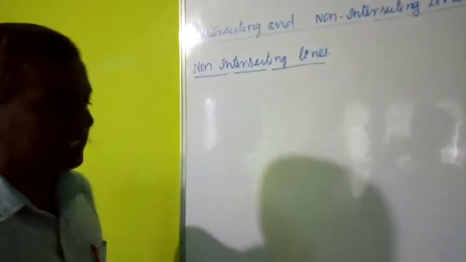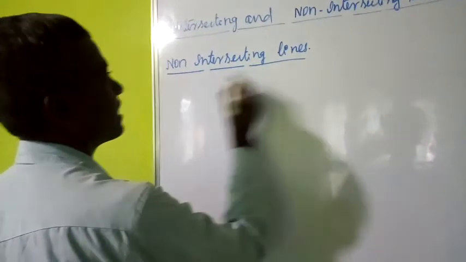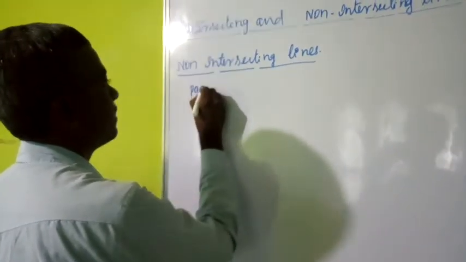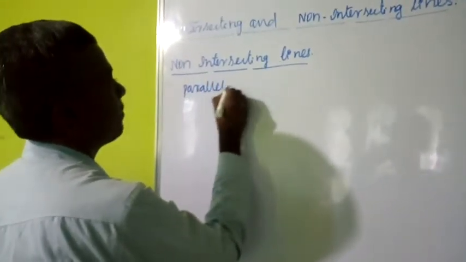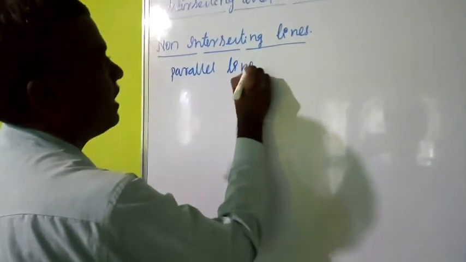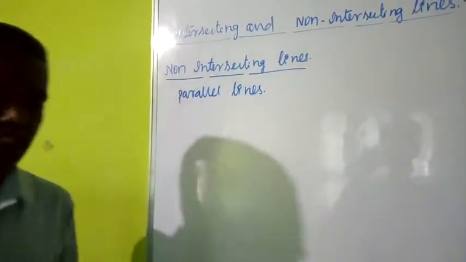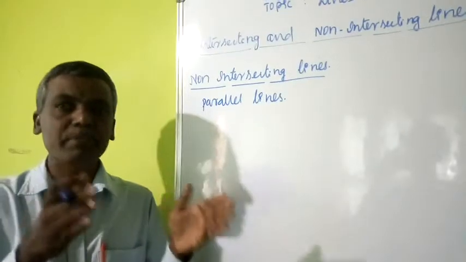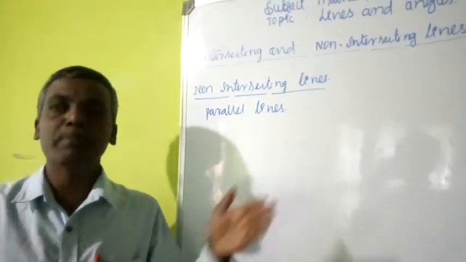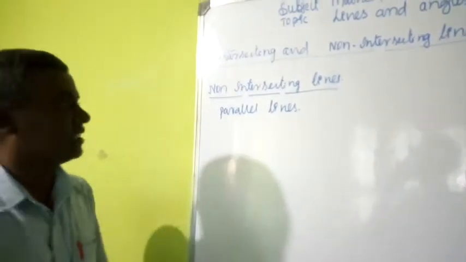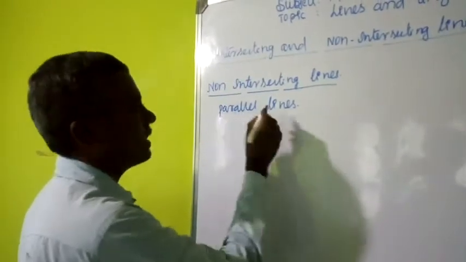Such a type of lines is called non-intersecting lines. These lines are also called parallel lines. Why are these lines called parallel lines? Because these lines cannot meet at a common point. They cannot pass through a common point. Such a type of lines is called parallel lines.